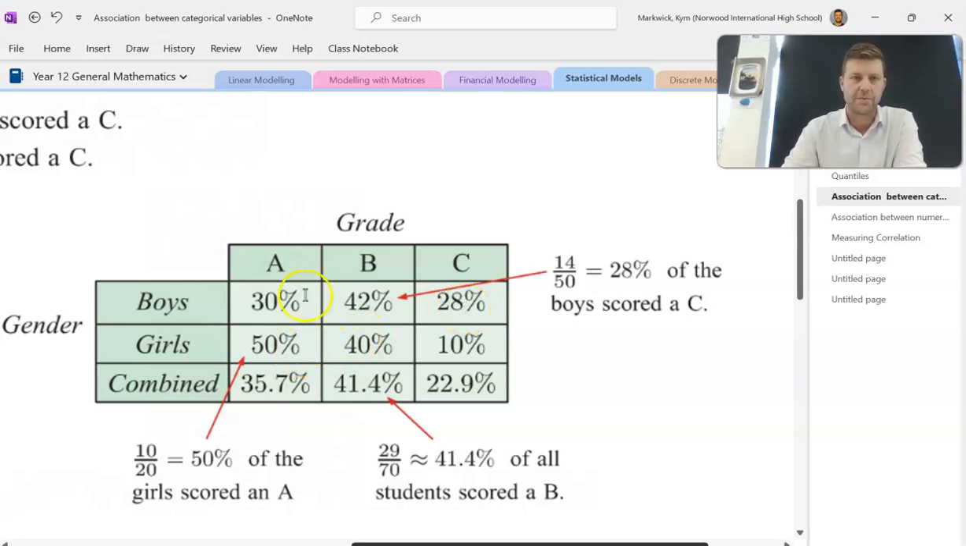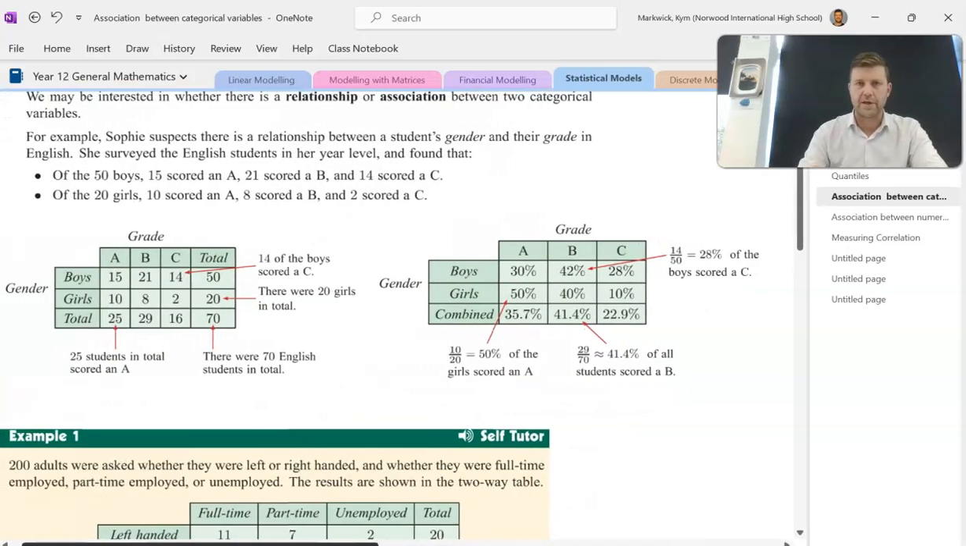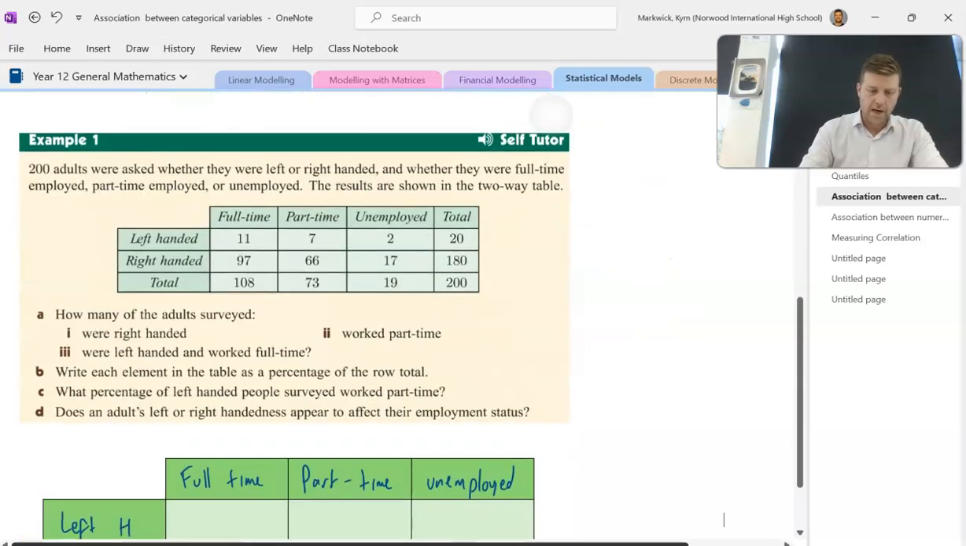For the girls, 50% of them got an A, 40% got a B, and 10% got a C. So this then helps us see that, yes, in fact, there is a relationship between the gender of the students and how well they did in English. In particular, it shows that girls predominantly achieved better in their English results, with 50% of them getting an A compared to only 30% of boys getting an A. So let's look at an example here. That's pretty much what we're going to be looking at for this video.